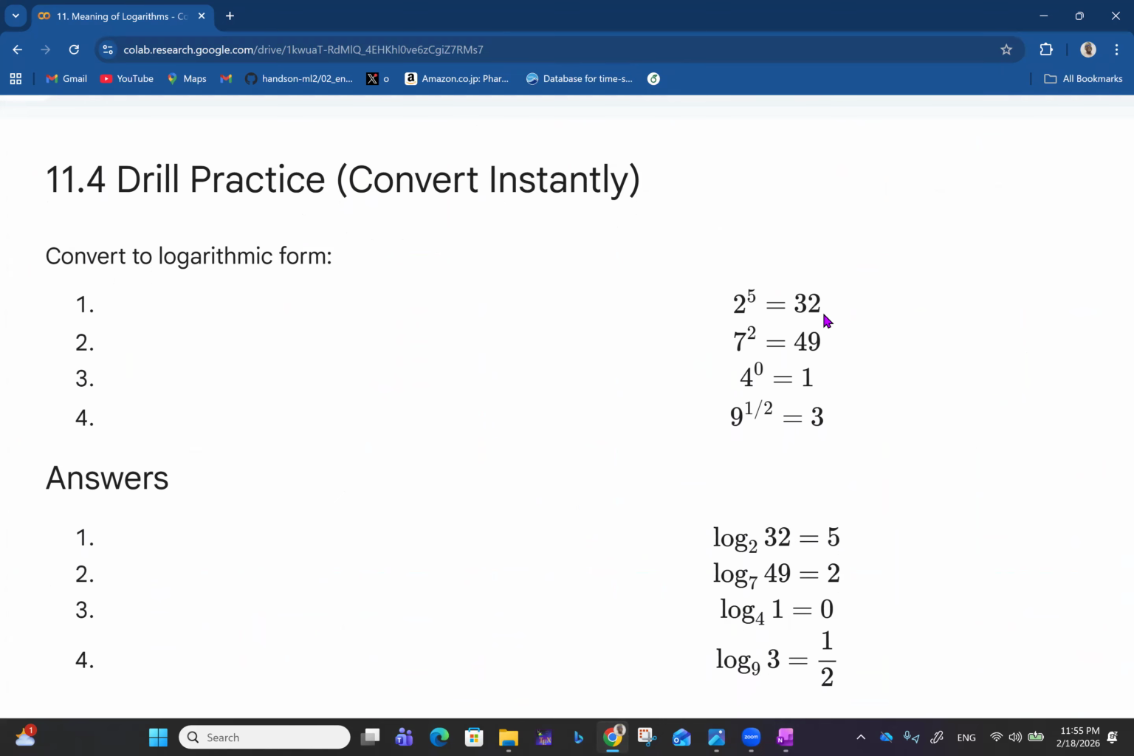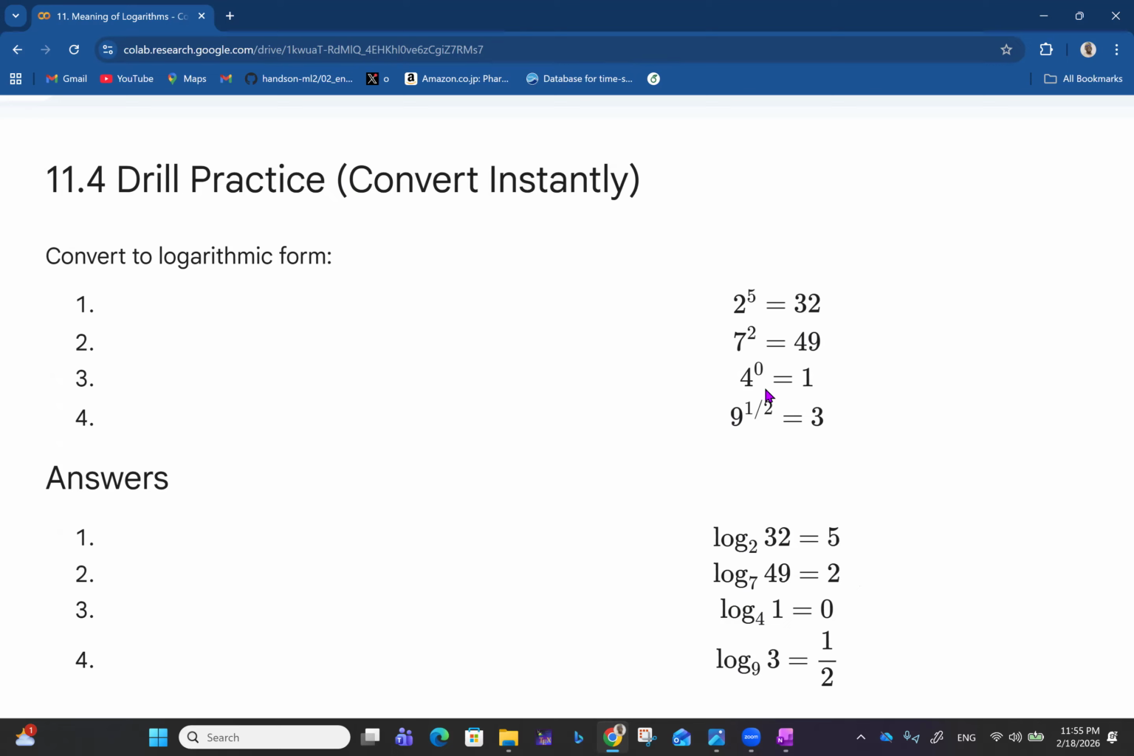2 raised power 5 is 32. That's simply 2 raised power 5 equals 32, right? That will be log 32 to base 2 equals 5. That's it here. Log 32 base 2 equals 5. 7 raised power 2 equals 49. Just identify the base. That makes everything easy. The base here is 7. So log 49 base 7 equals the power 2.